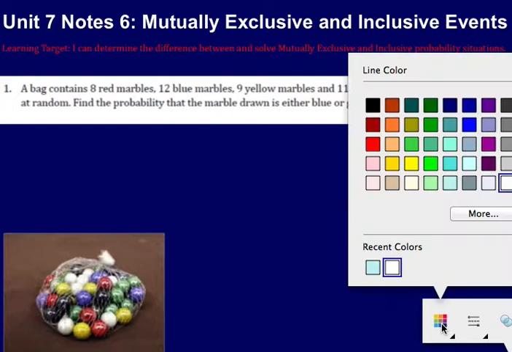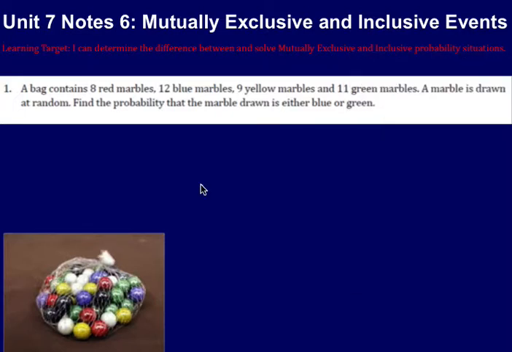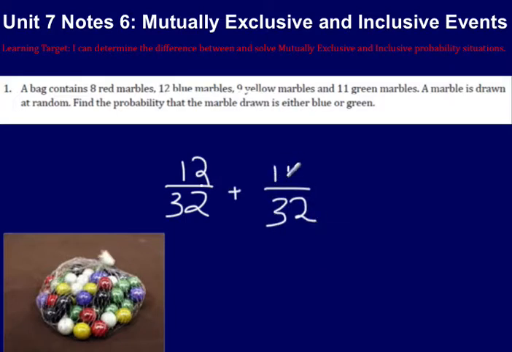It says that a bag contains 8 red marbles, 12 blue marbles, 9 yellow marbles, and 11 green marbles. A marble is drawn at random, and we want to find the probability that the marble drawn is either blue or green. So we have 8 red, 12 blue, 9 yellow, and 11 green. If you were to add 8 plus 12 plus 9 plus 11, you would get 32. So there's 32 marbles. Now, how many of them are blue? Well, 12. And then we want to figure out the probability of getting a green. Well, there's 32 total, and 11 of them are green.